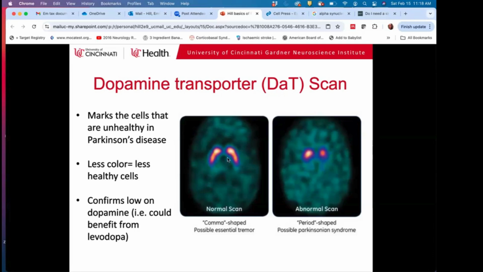We can see people who have no Parkinson's disease have this nice comma shape. That means the cells are healthy. When the cells are starting to die, they go away in the tail of the comma first. So when those cells go away, it makes a period shape rather than a comma shape. And so that's how we know if someone has low dopamine in the brain. We have a computer program actually that reads it for us, which is nice. This is a very clear example, but sometimes it's subtle. And so a computer program will read it and say yes or no abnormal. Some of the Parkinson cousins can have an abnormal DAT scan. So this just means low dopamine. But if I'm not sure if somebody actually has low dopamine, this can help me. Okay.